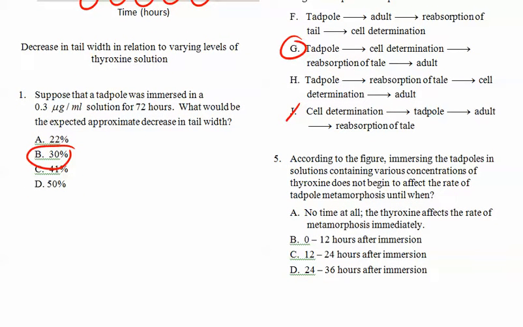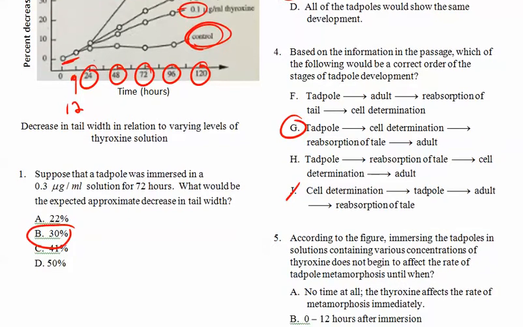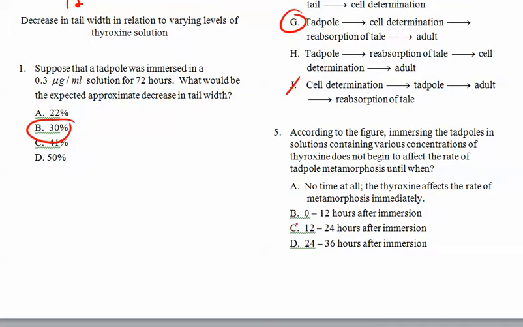According to the figure, immersing the tadpoles in solution does not begin to affect the rate until when? So you're looking at the chart, asking when do they start branching? There's no branching here. That's 12 hours. So it did not affect them until after 12 hours.